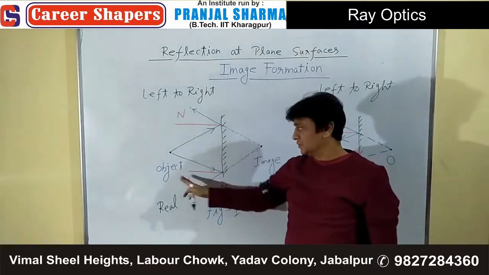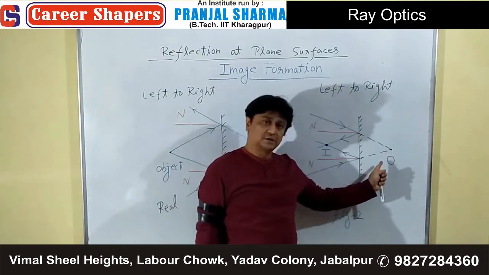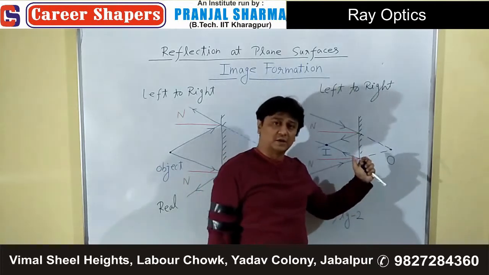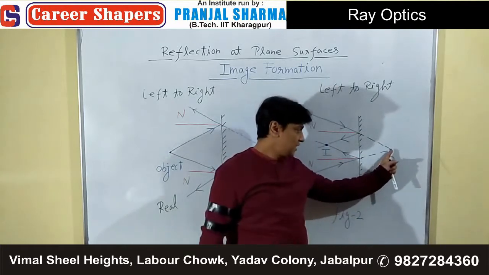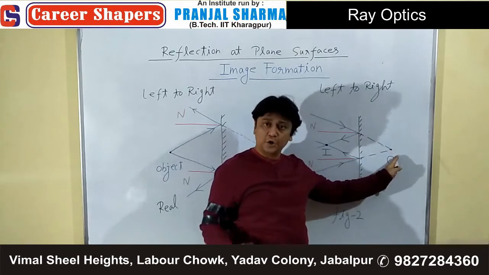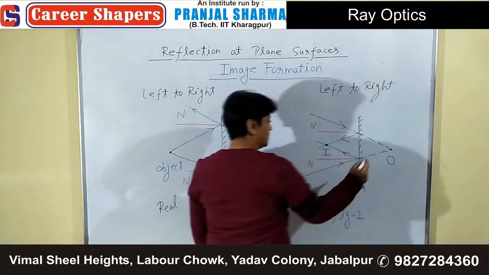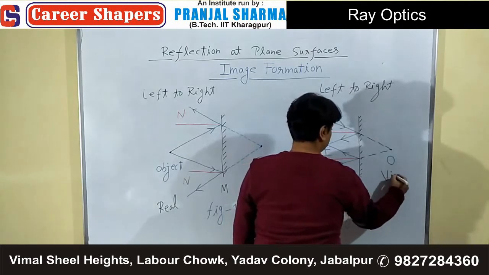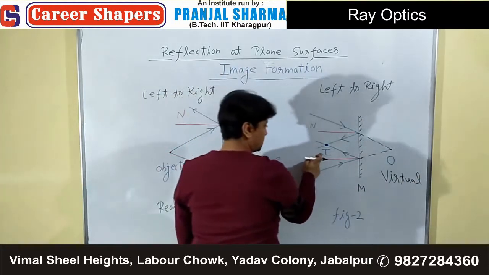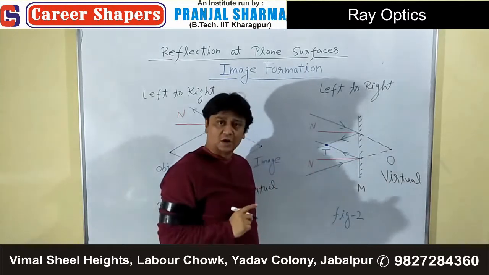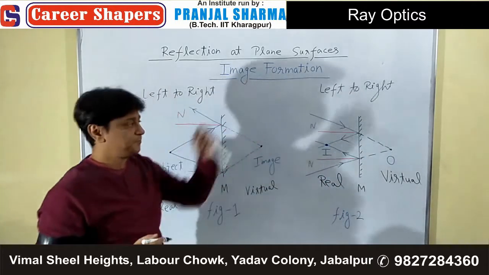In this case, this is the object which is in front of the mirror and is real. In this case, the way we have defined object in ray optics, how do you define that? Intersection of incident rays. This intersection takes place behind the mirror. But you know that behind the mirror, nothing can exist, and therefore this object must be virtual. If this is virtual object, what about this image? In front of the mirror, things are what? Real. And therefore, this image is a real image.